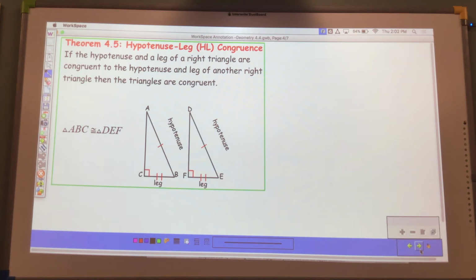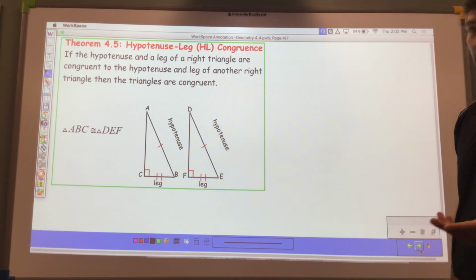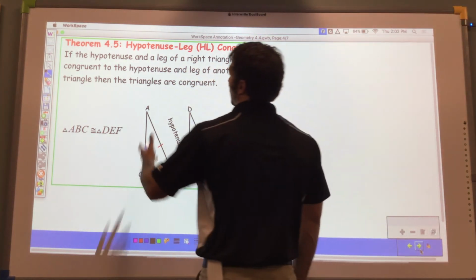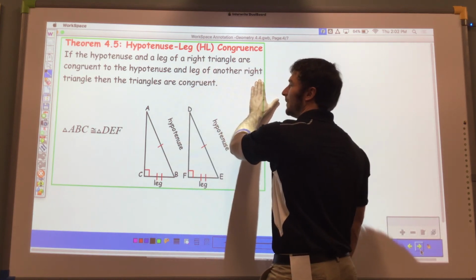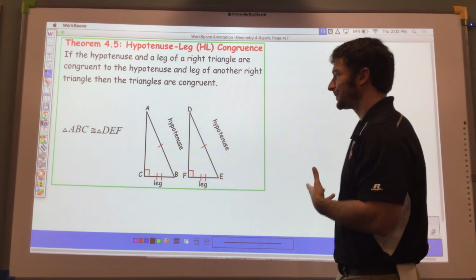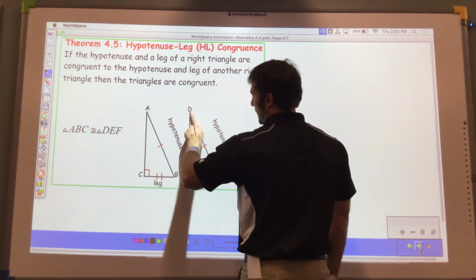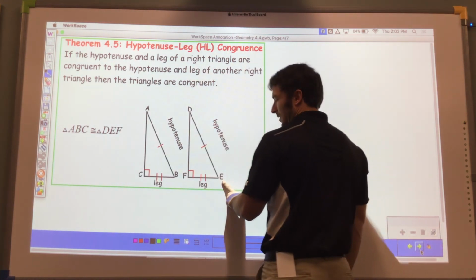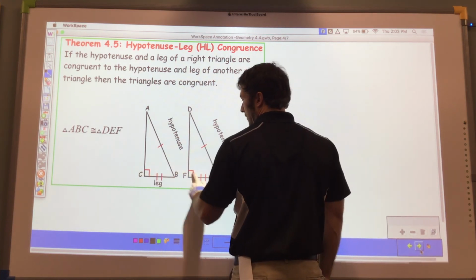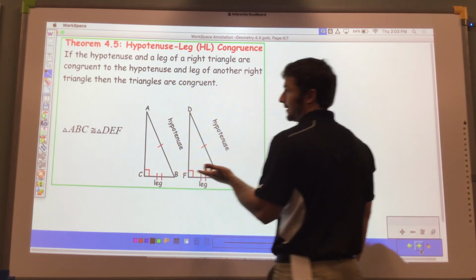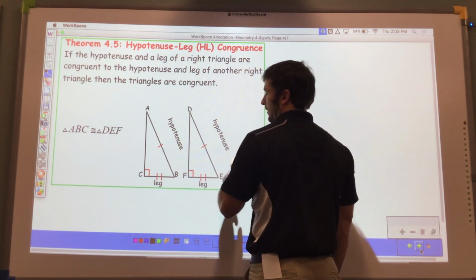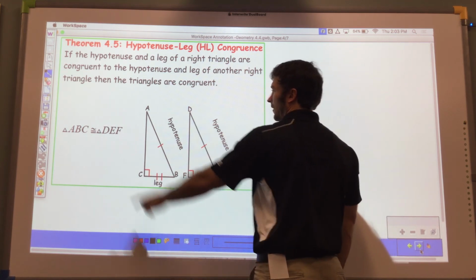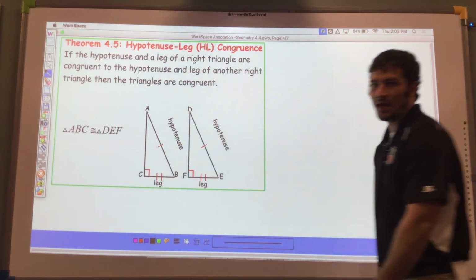This one's hypotenuse leg. So obviously we're going to need a right triangle, because that's the only time you have a hypotenuse. So if the hypotenuse and leg of a right triangle are congruent to the hypotenuse and leg of another right triangle, then the triangles are congruent. So here's your hypotenuse, right? It's the side that's across from your right angle, or you can also say it's the longest side in a right triangle. So hypotenuses are congruent, legs are congruent, therefore triangle ABC is congruent to triangle DEF.